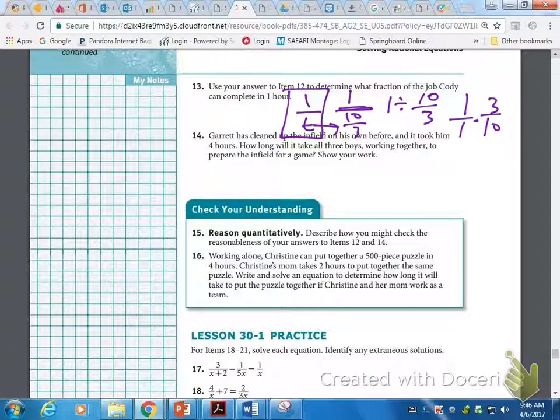All right, so what is the fraction that Cody can complete in 1 hour? 3/10. He can complete 3/10 of the job. Treat it like a complex fraction. Remember, complex fractions are nothing more than fractions, that division bar. So in this case, you needed to do your rewrite first. That would be 1 divided by the 10/3. And then remember, dividing by a fraction is multiplying by the reciprocal.